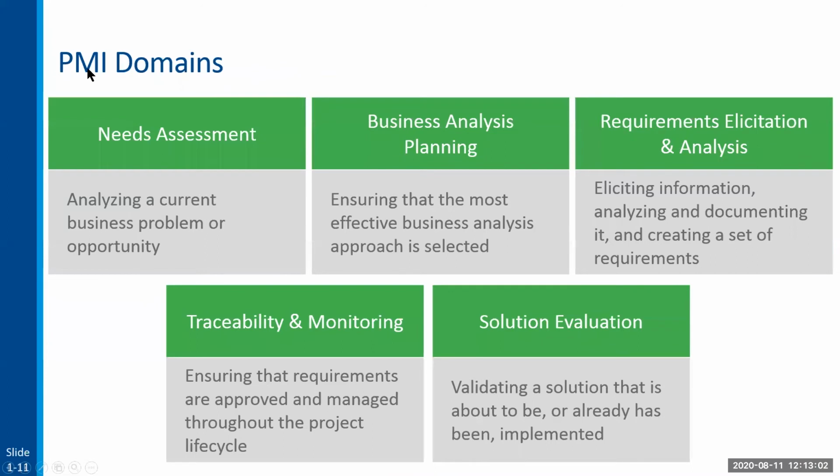The Project Management Institute, instead of using knowledge areas, uses domains. 5 different domains, as noted in green. So needs assessment, analyzing a current business problem or opportunity. BA planning, so ensuring that the most effective business analysis approach is selected. A requirements elicitation analysis, similar to what we just talked about, gathering or eliciting information, analyzing and documenting and creating a set of requirements. Traceability and monitoring, so ensuring that requirements are approved and managed throughout the project lifecycle.